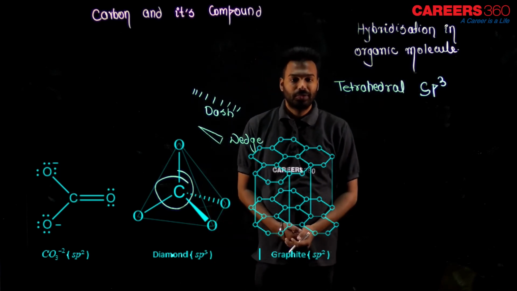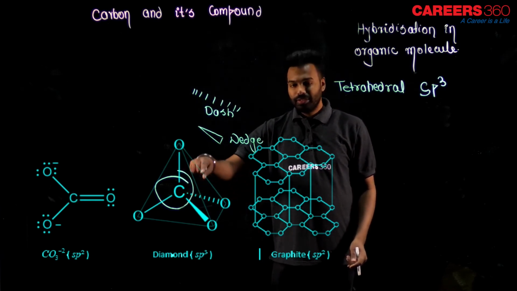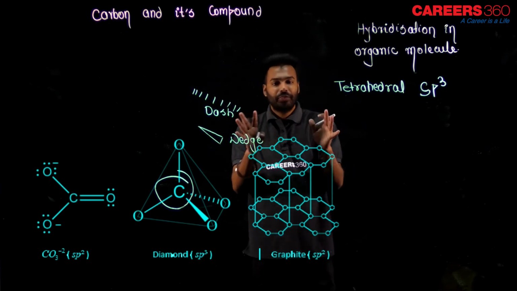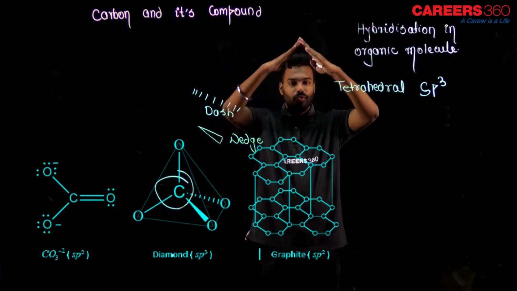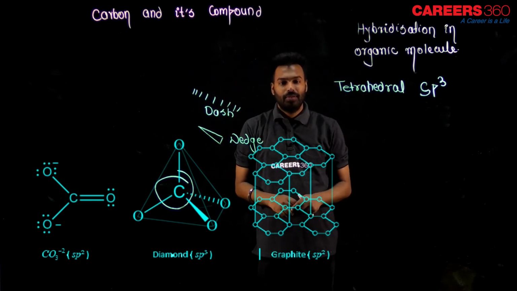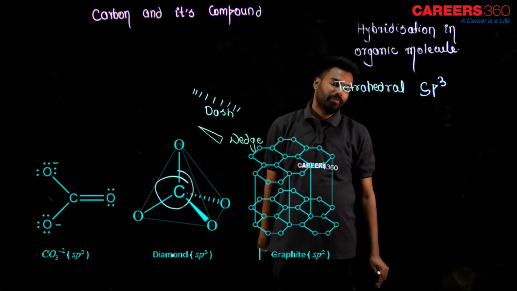How does tetrahedral look? See this, this is tetrahedral. This is what tetrahedral looks like. Tetrahedral is the name of a kind of shape. If I say it in this way, what is the name of this shape? This shape is called bent shape. In the same way, this shape is called tetrahedral shape.